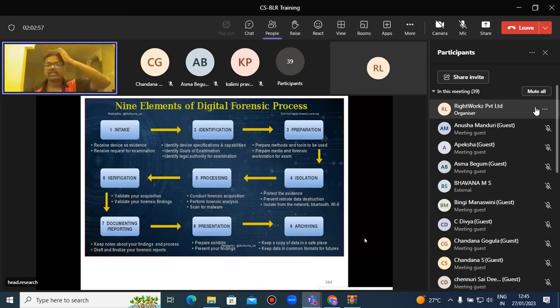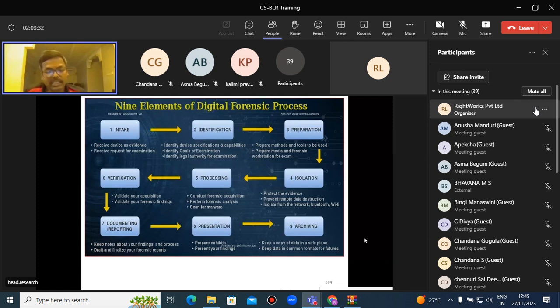Isolation. Isolation means protect the evidence. Prevent remote data destruction. Isolation from the network, Bluetooth, Wi-Fi. Then processing. Conduct forensic acquisition. Perform forensic analysis. Scan for malware. 6th, verification. Validate your acquisition. Validate your forensic findings.